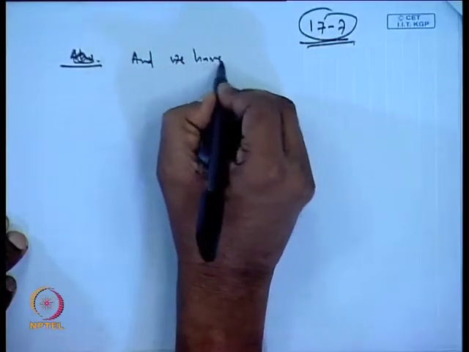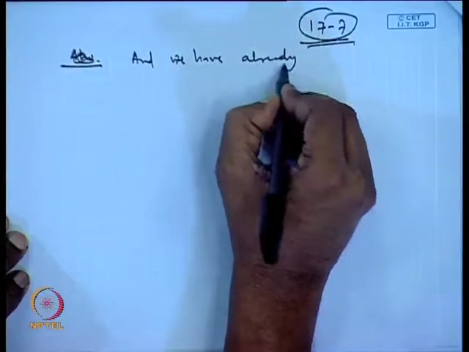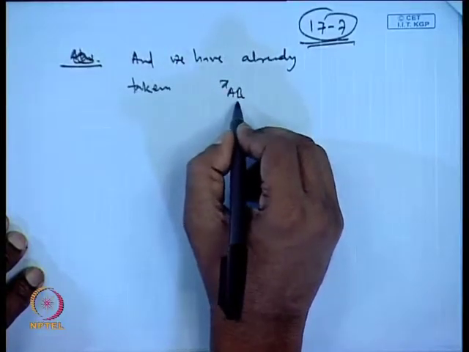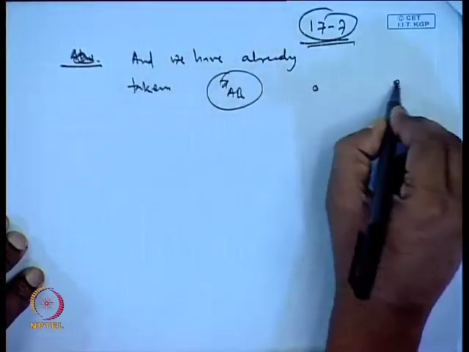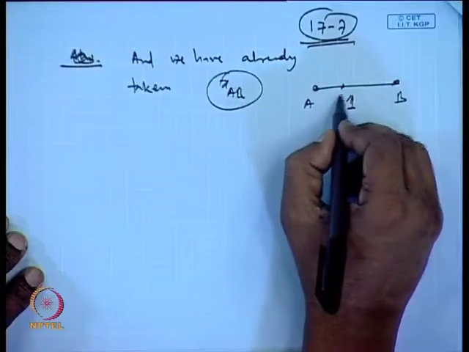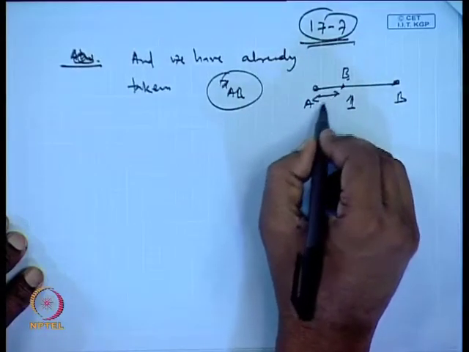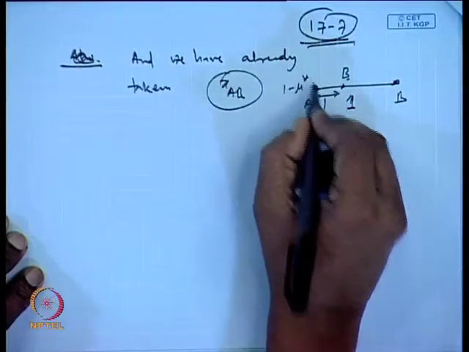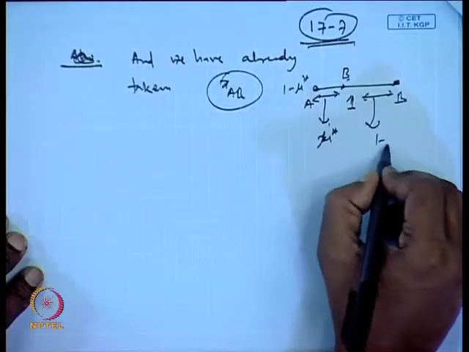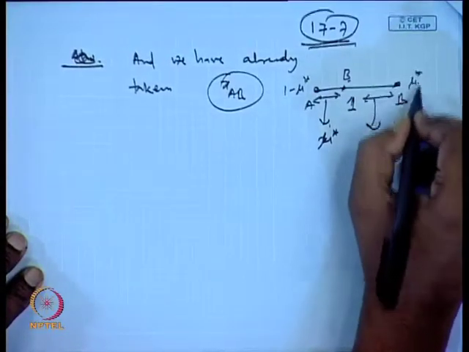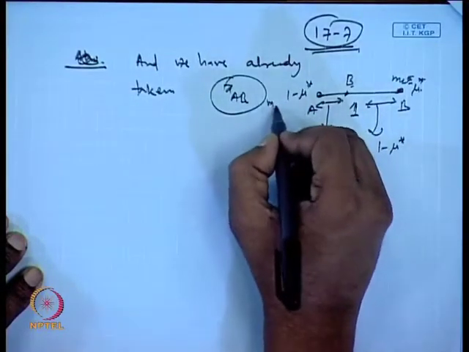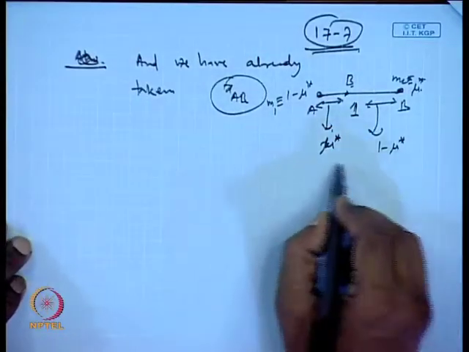We have already taken the distance x_AB, the distance between these two particles A and B, as 1. And if this is the point B, from here we measured this distance, and this mass was 1 minus mu star, and this distance we wrote as mu star. And this distance we wrote as 1 minus mu star and this mass as mu star. So this is m2. So this we are replacing with mu star and m1 we are replacing with 1 minus mu star.